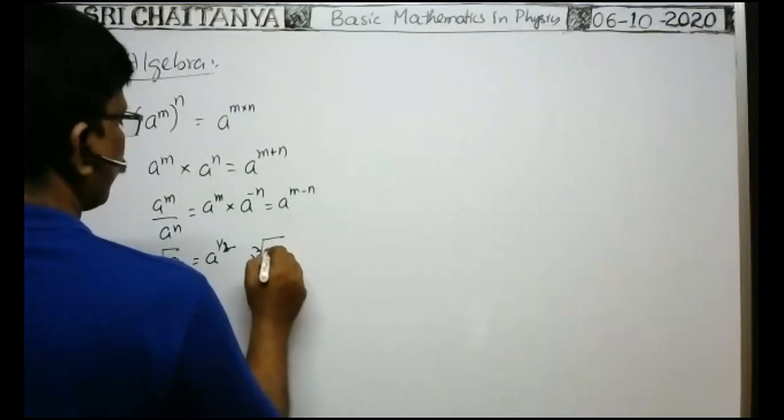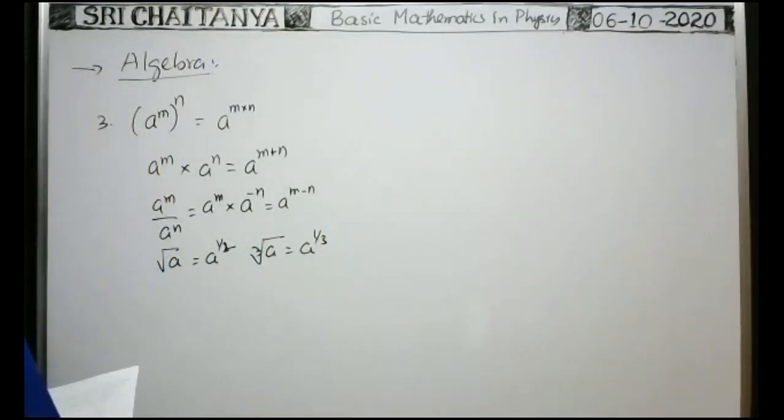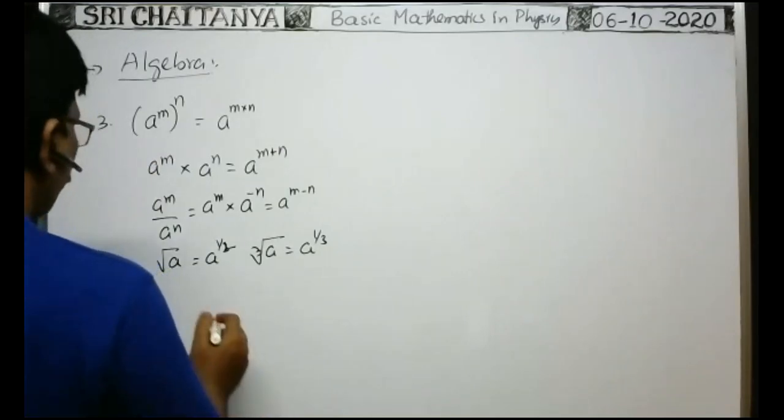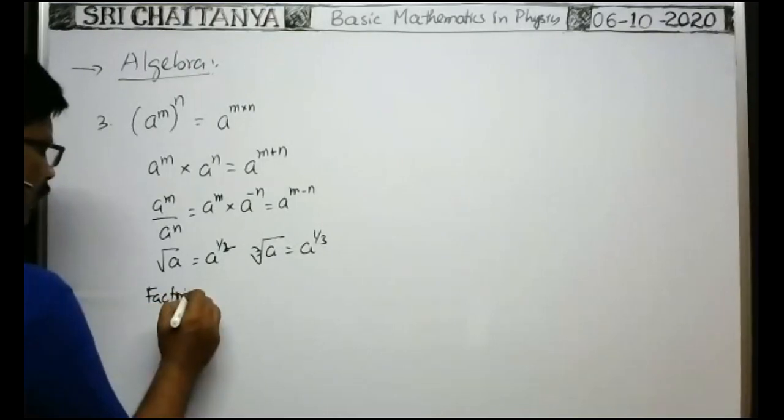Cube root a is there. That can be written as a to the power of 1 by 3, we can write. Cube root a is equal to a to the power of 1 by 3. Okay, next, factorial n. These are all the symbols.